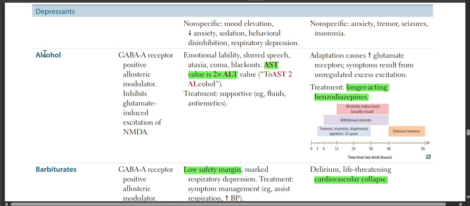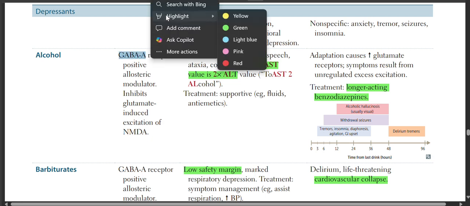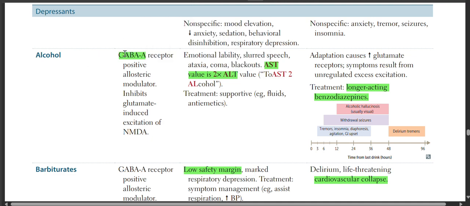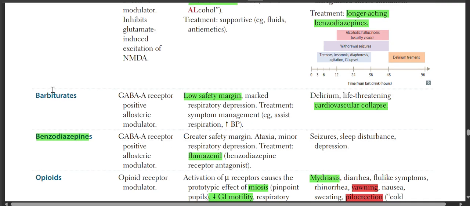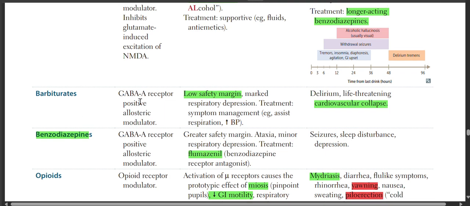So alcohol, usually it's consumed as a liquid. So people drink alcohol, and this works on the GABA receptors and then also on the NMDA receptors. I would say here, remember the GABA receptors more than the NMDA receptors because the GABA receptors are important. Both barbiturates and benzodiazepines are medications or tablets which you can orally consume, and both of these work on the GABA receptors too.